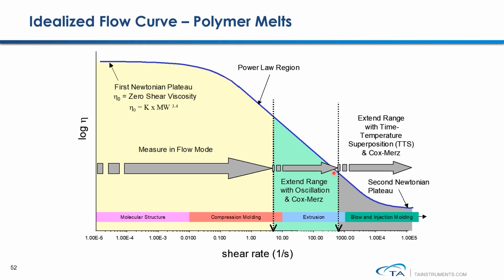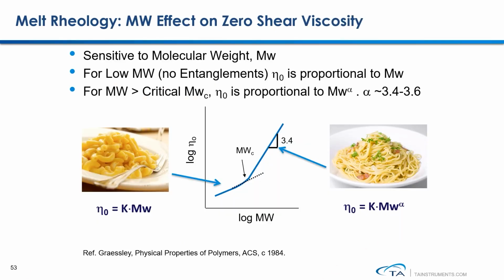For ultra-high shear rate viscosity measurement, you can use a technique called time-temperature superposition to extrapolate the viscosity information, or you have to consider using a capillary viscometer to measure the viscosity under these ultra-high shear rate conditions. The zero shear viscosity of a polymer melt is sensitive to its molecular weight.